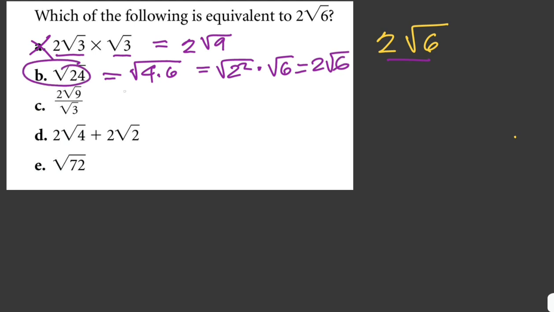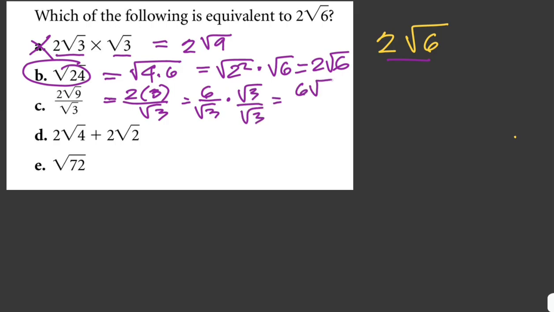The rest of the choices, for letter C, 2 square root of 9 over square root of 3. So this is 2 times 3 over square root of 3. So this is 6 over square root of 3. And then we rationalize. This would become 6 square root of 3 over 3, or 2 square root of 3, which is not equal to 2 square root of 6. So letter C is not the answer.